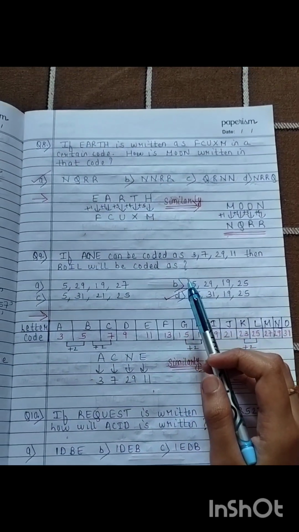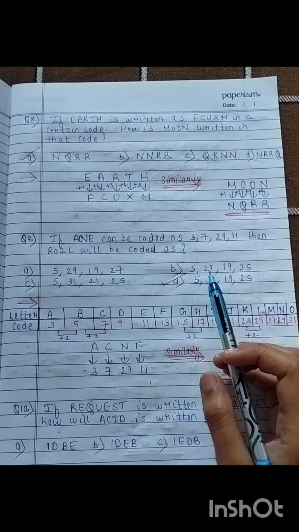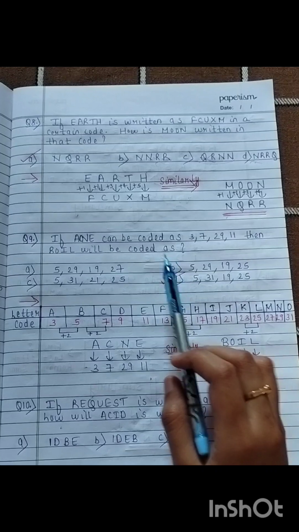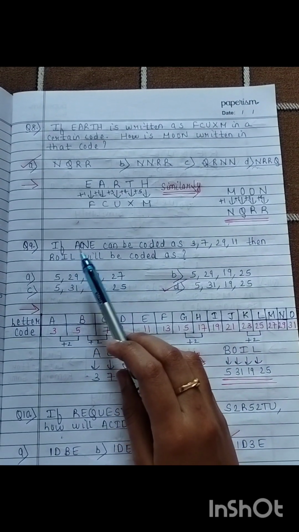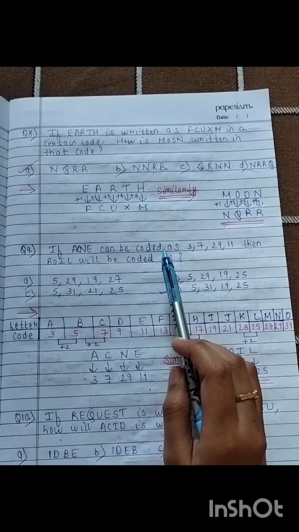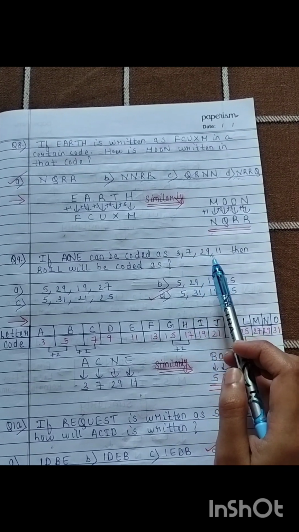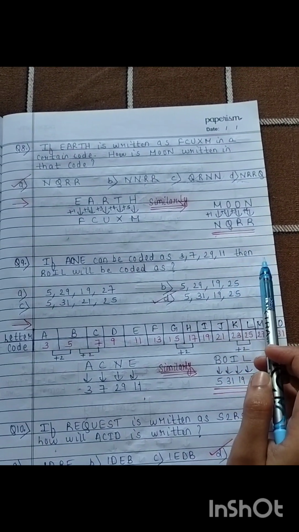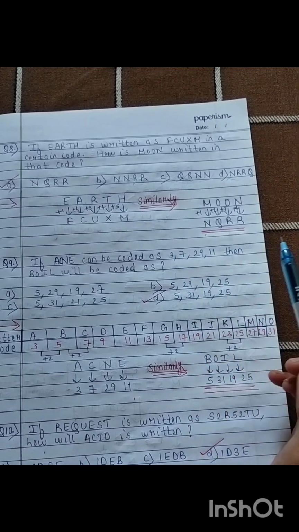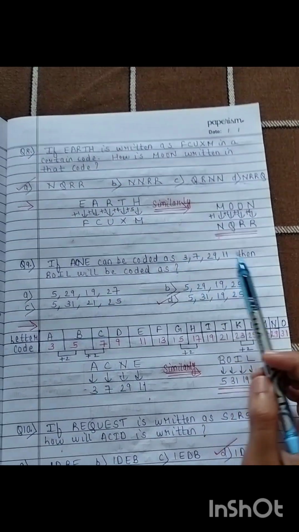Now, a new set of questions we will see today. If ACNE can be coded as 372911, then BOIL will be coded as what?